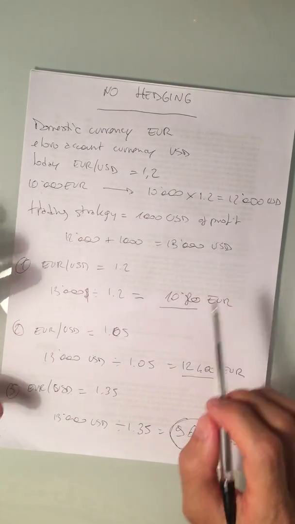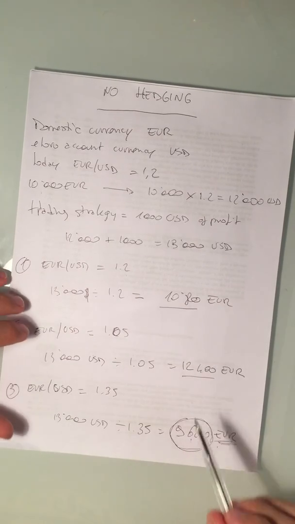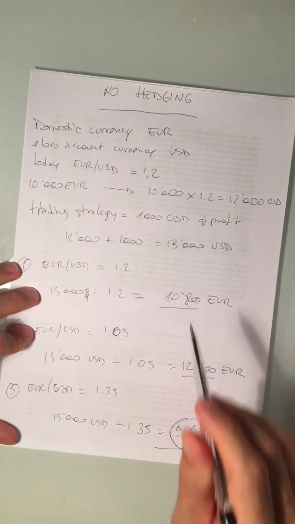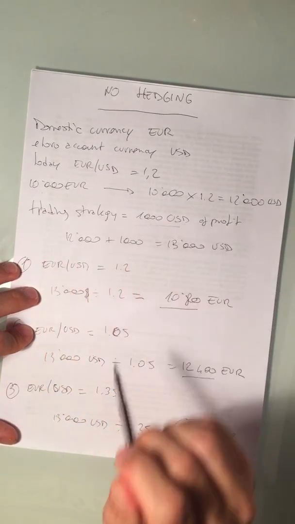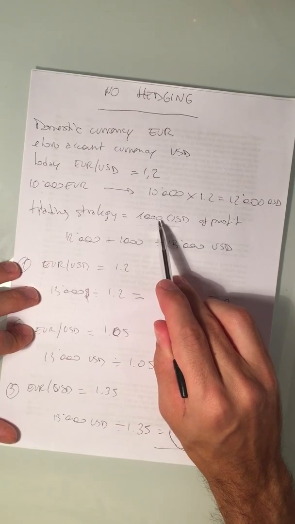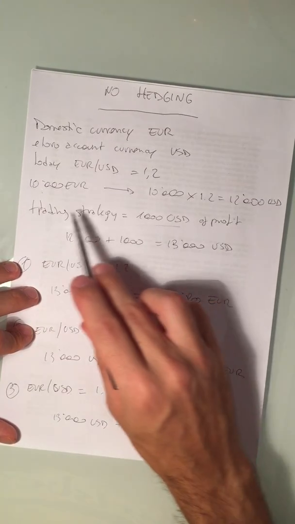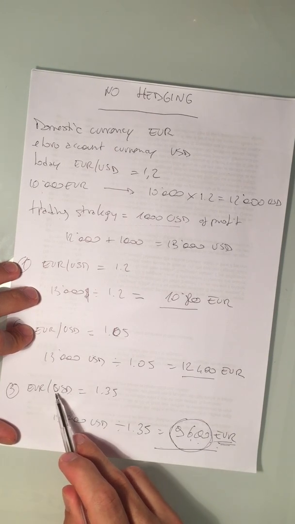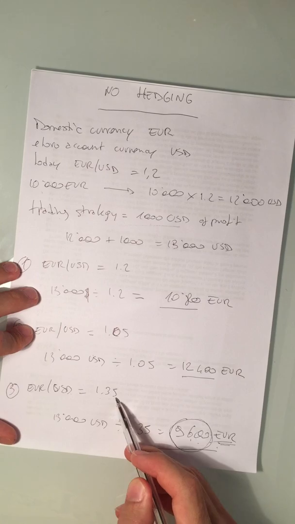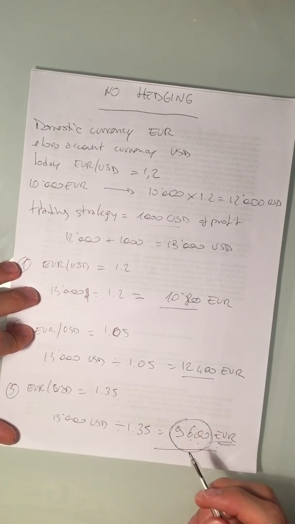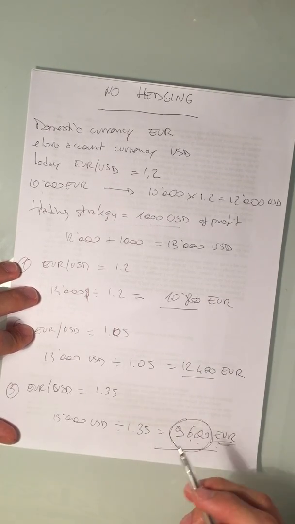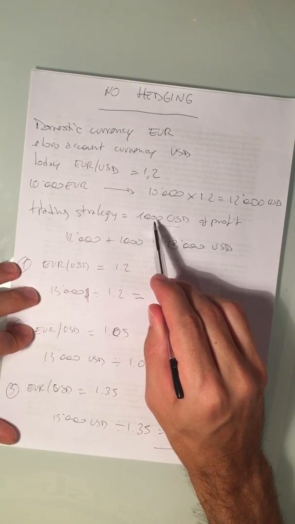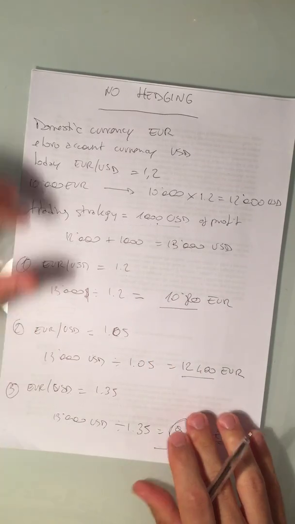So what does it mean? Without hedging, you have a possibility to lose money even if you had a profit on your trading strategy. So you had a profit of 1,000 US dollars from trading, but now you have lost because the exchange rate of euro US dollar is different. So you have done a lot of trading, you were good, but now you have lost.